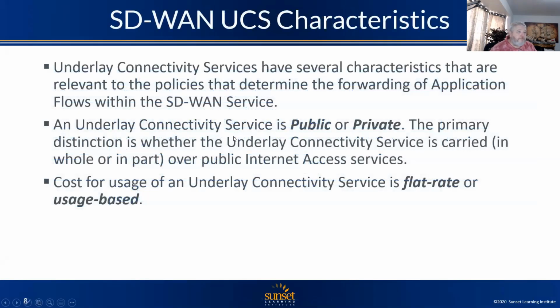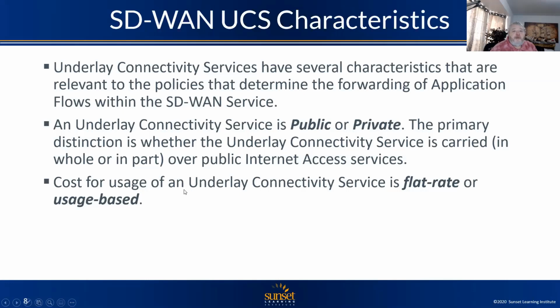All right. As I said, we have all kinds of characteristics and features that we're looking at with SD-WAN. The underlay connectivity services, the UCS, we determine these different types of connections across the SD-WAN. Are they public? In other words, do they go off to the internet? Or are they private, like a dedicated MPLS or E1 or whatever type of connection you might have? The connection, is it flat rate or is it usage based? If it's flat rate, then great.